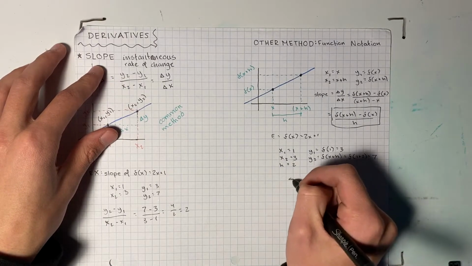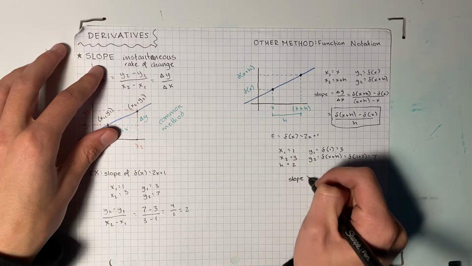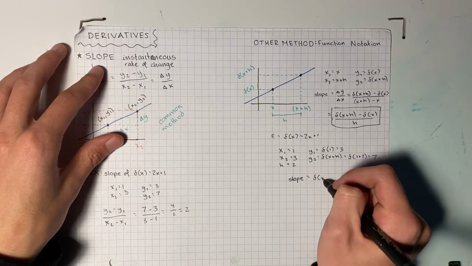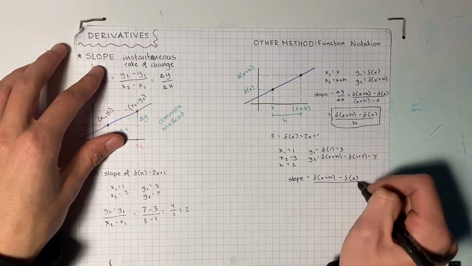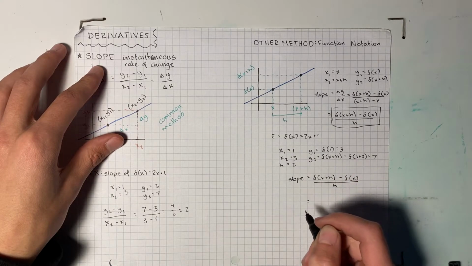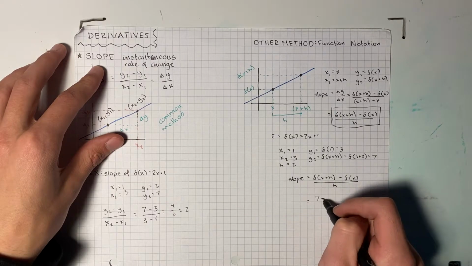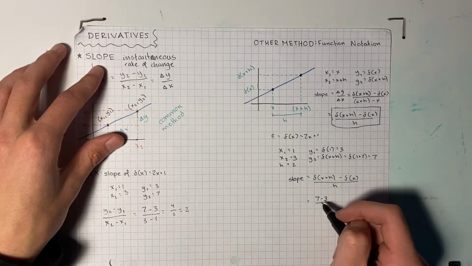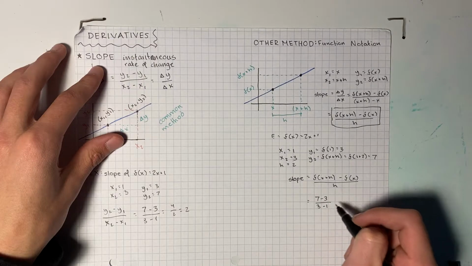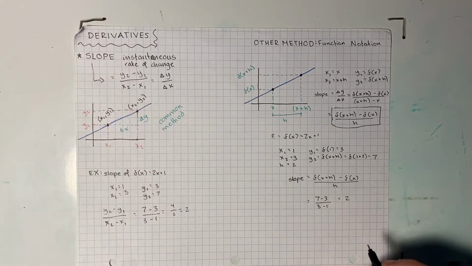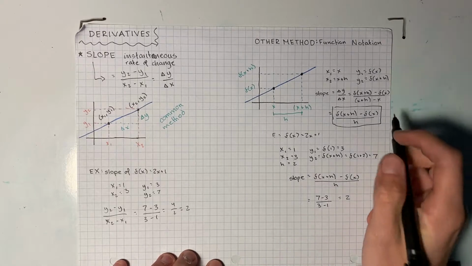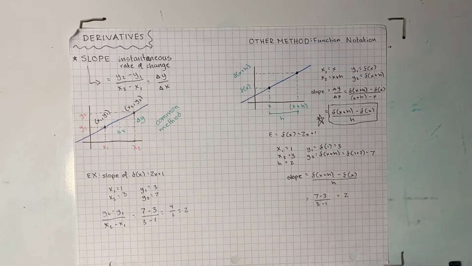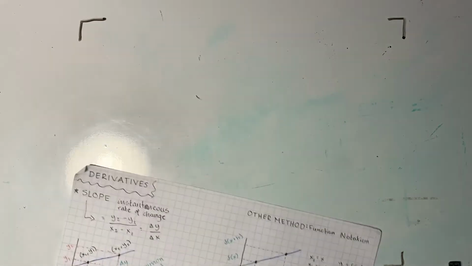So now we can figure out the slope, which is again f of x plus h minus f of x over h. So we could just say that is equal to 7 minus 3 over 3 minus 1. And for that, we just get 2. And this is the same thing here. It's just the notation is a little bit different. And it's more important. So this is the equation that we have to remember and the one we will be using later. So that brings us to our next point.